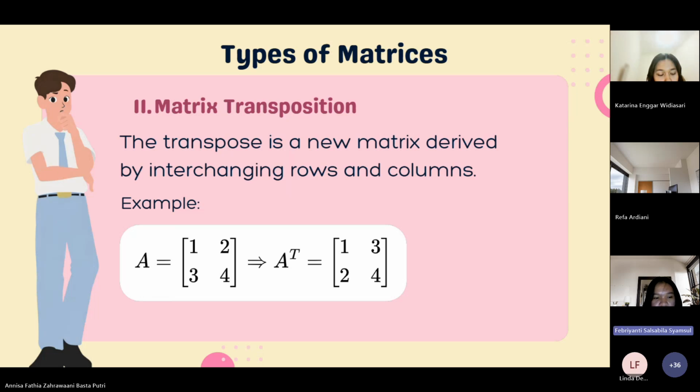Now we will discuss matrix transposition. The transpose of a matrix is obtained by changing its rows into columns and its columns into rows. In other words, each element changes its position according to its row and column.